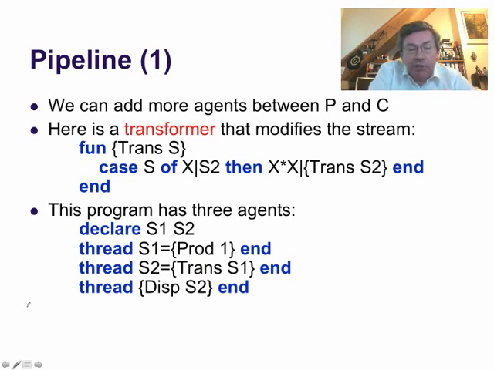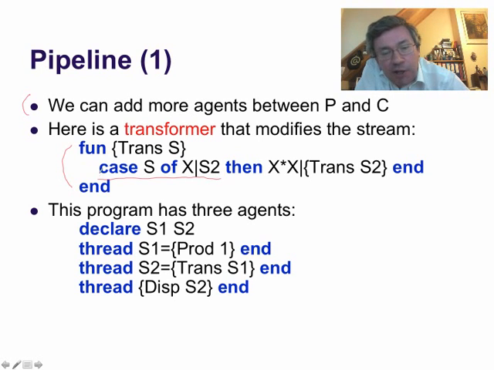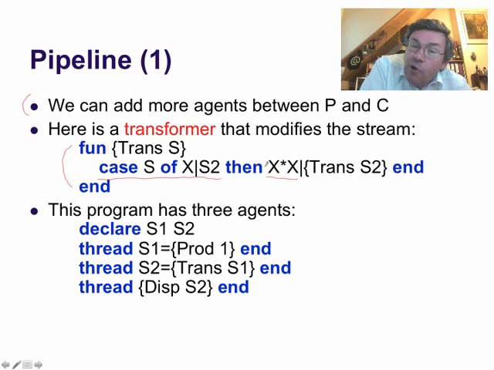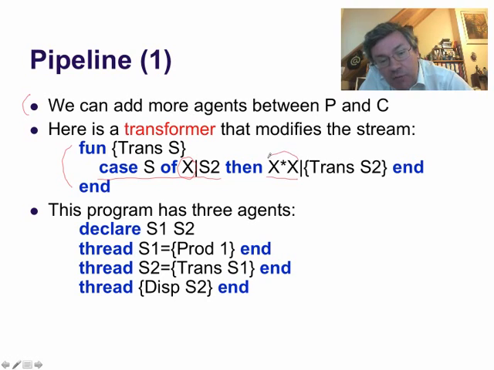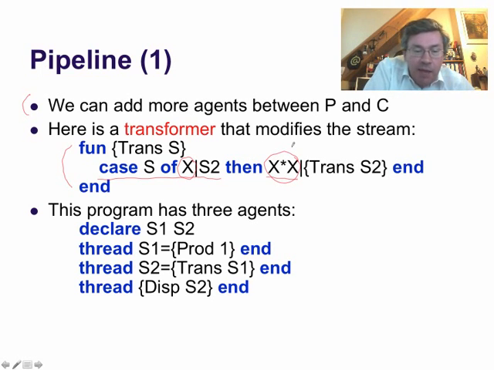Let's make something a little bit more sophisticated. We can add more agents in between P and C. So here's a transformer agent, or more precisely, the definition of the functionality of the transformer agent. This is a list function that reads a list and creates another list. What it means is it has an input stream and an output stream. So it reads the element X and then creates a list with X times X on the output. So now we have a program with three agents, our producer agent, our consumer agent, and in the middle we have the transformer agent running in its own thread.